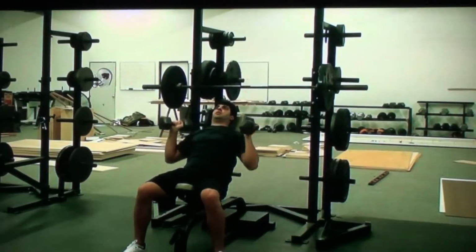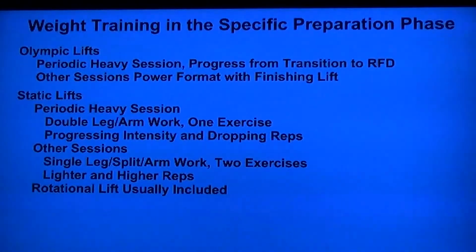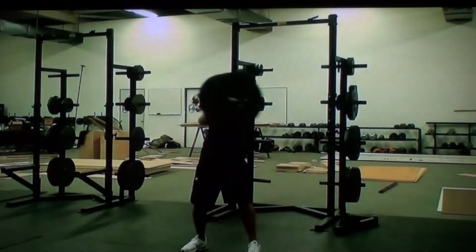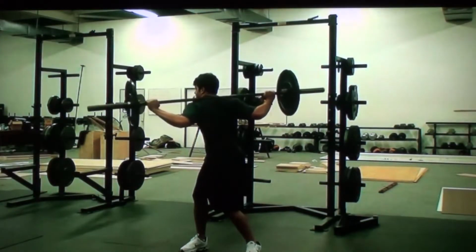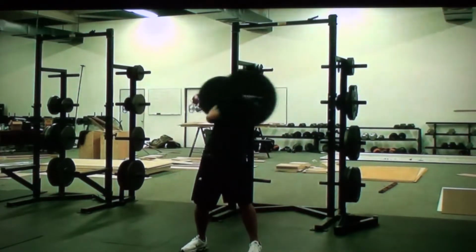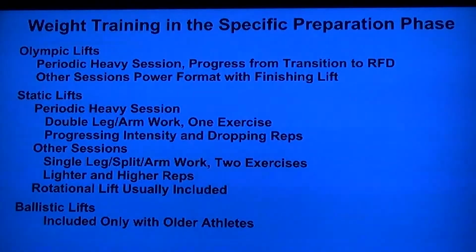In general preparation, most of our rotational exercises are included in the bodybuilding work. The decrease in bodybuilding in this phase, along with the need to increase intensities, requires inclusion of a rotational lift in neuromuscular sessions in this phase. Ballistic lifts may continue in limited amounts with older athletes. Bodybuilding volumes decrease greatly but remain part of the program throughout this phase.